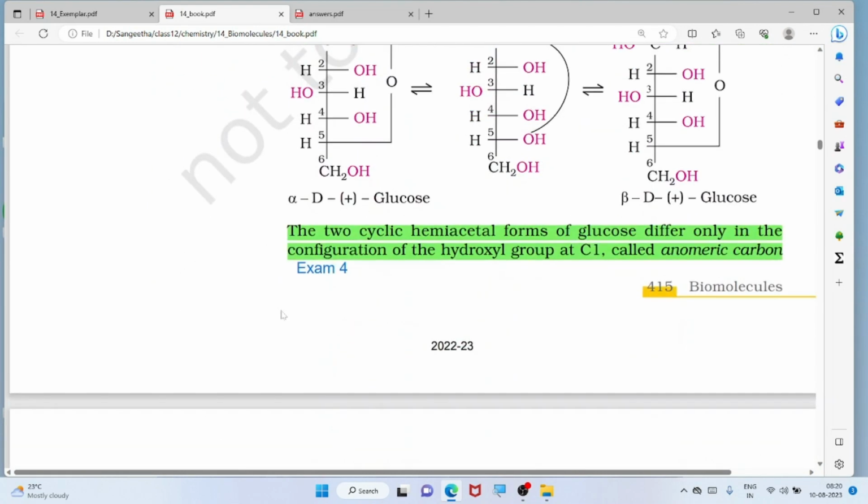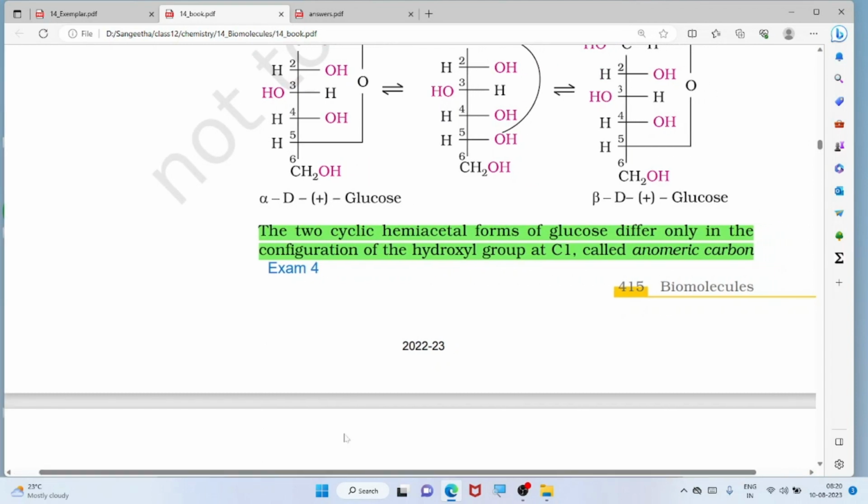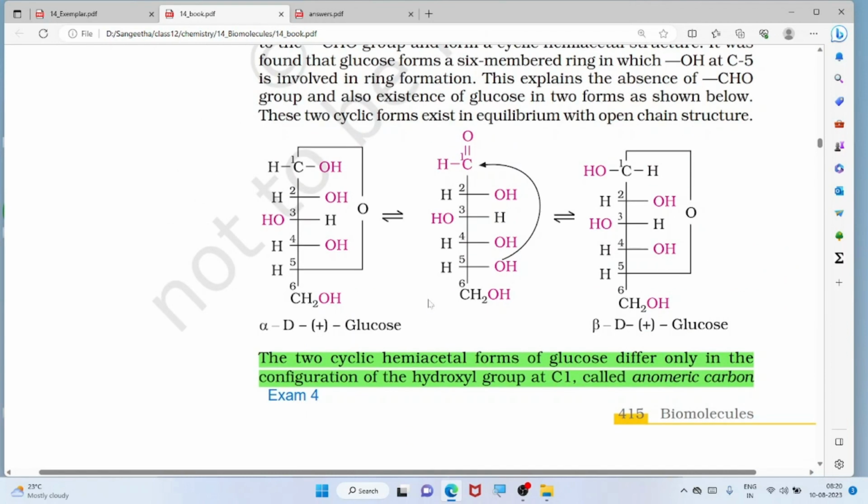The two cyclic hemiacetal forms of the glucose differ only in the configuration of the hydroxyl at C1, at carbon 1. These two differ only at carbon 1. Here OH here and OH here. These two are anomers.